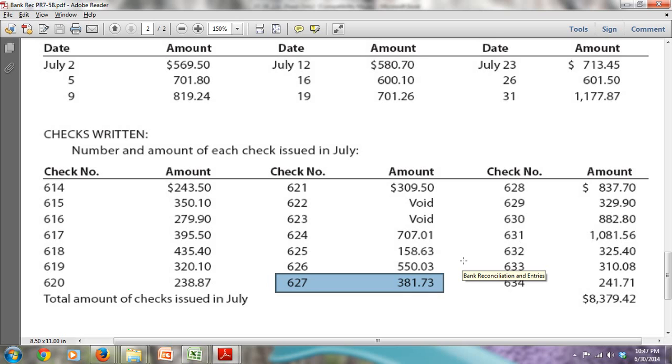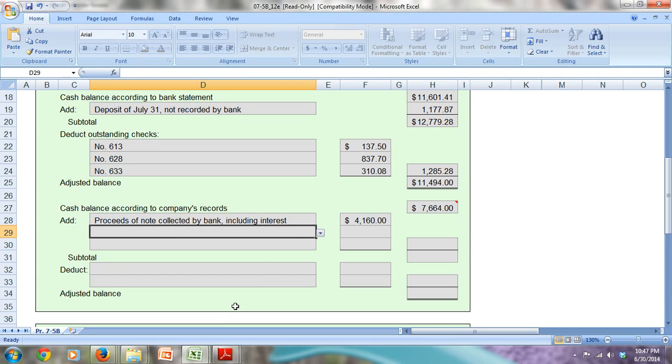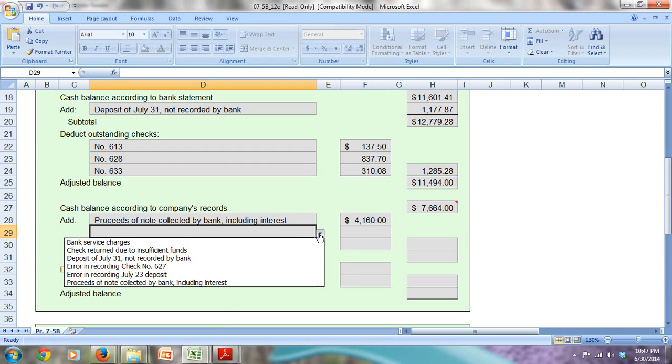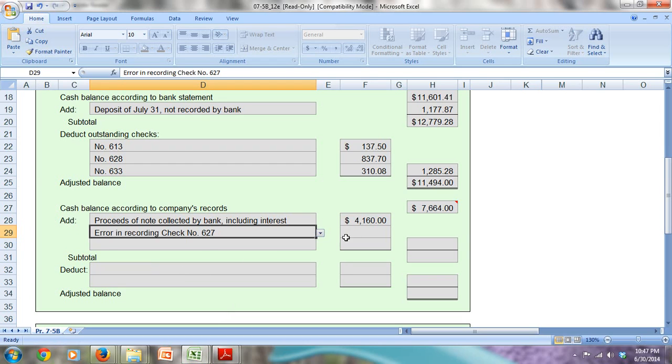Okay, so again, we're recording a disbursement, so we incorrectly recorded too much as going out, so the difference needs to be added back. Okay, so what I'm going to do is go back to the reconciliation here. Error in recording check number 627. We're going to take the incorrect amount in the register and subtract the correct amount, and that gives us the addition to the company records.